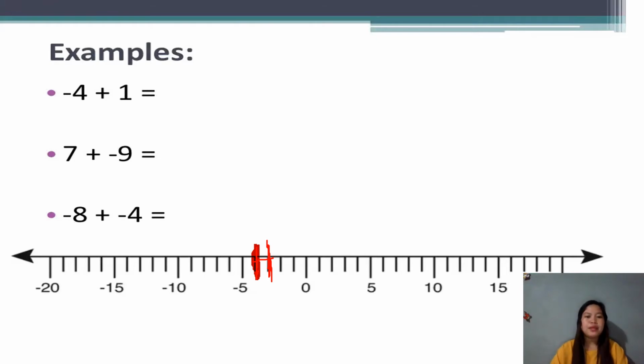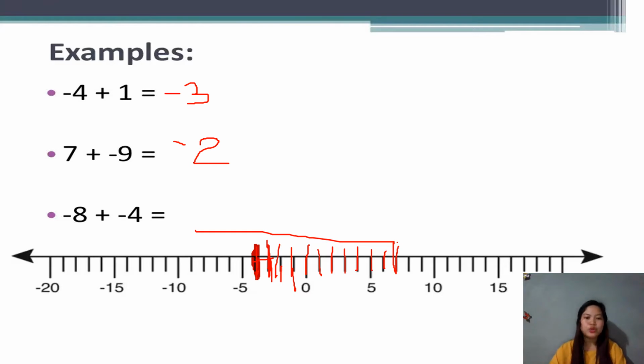Next, 7 plus negative 9. We have here 7. That is 7, 5, 6, 7. And then we add negative 9. Since it is negative 9, we go to the left side by 9. So we count 1, 2, 3, 4, 5, 6, 7, 8, 9. What is this? Negative 1, negative 2. So our answer is negative 2. This one is negative 3. Got it?